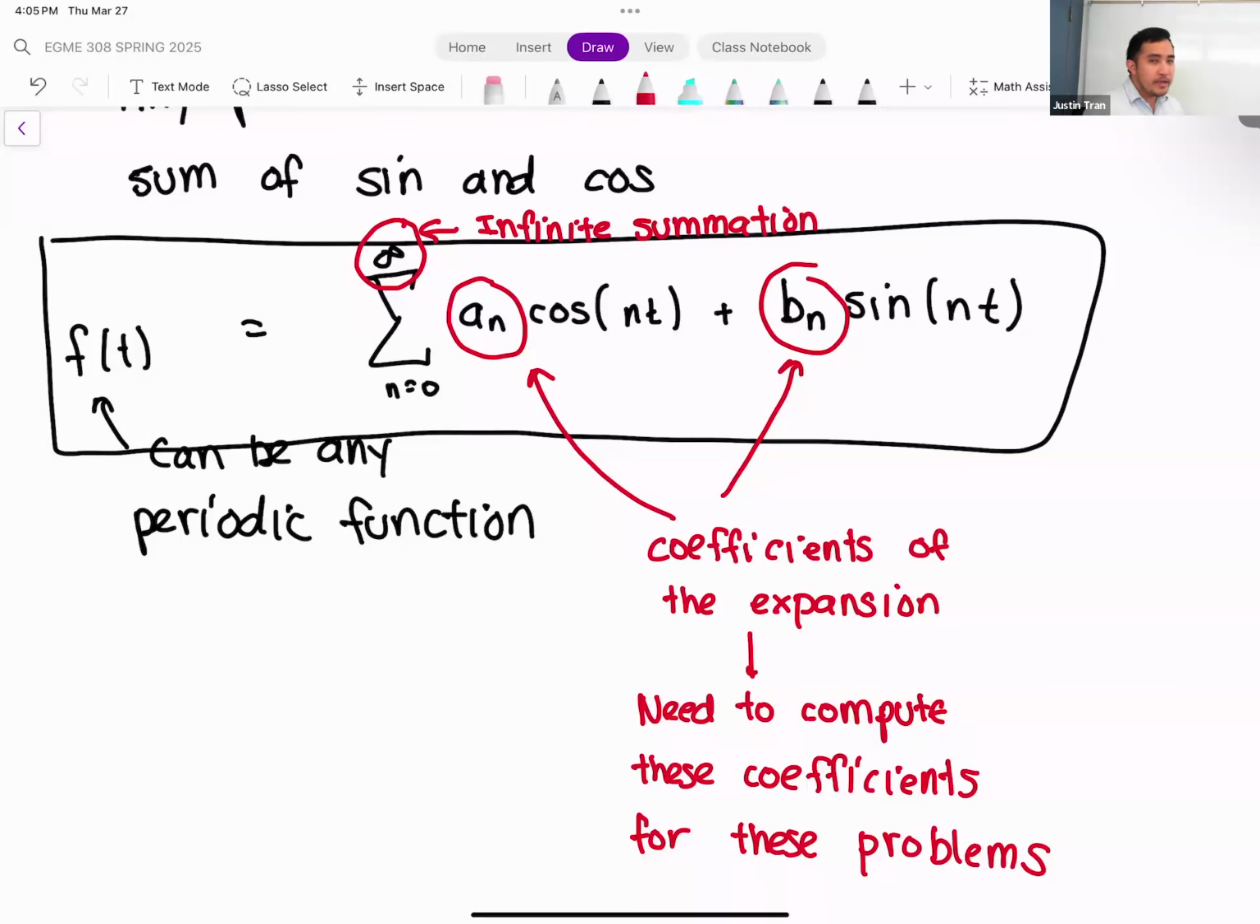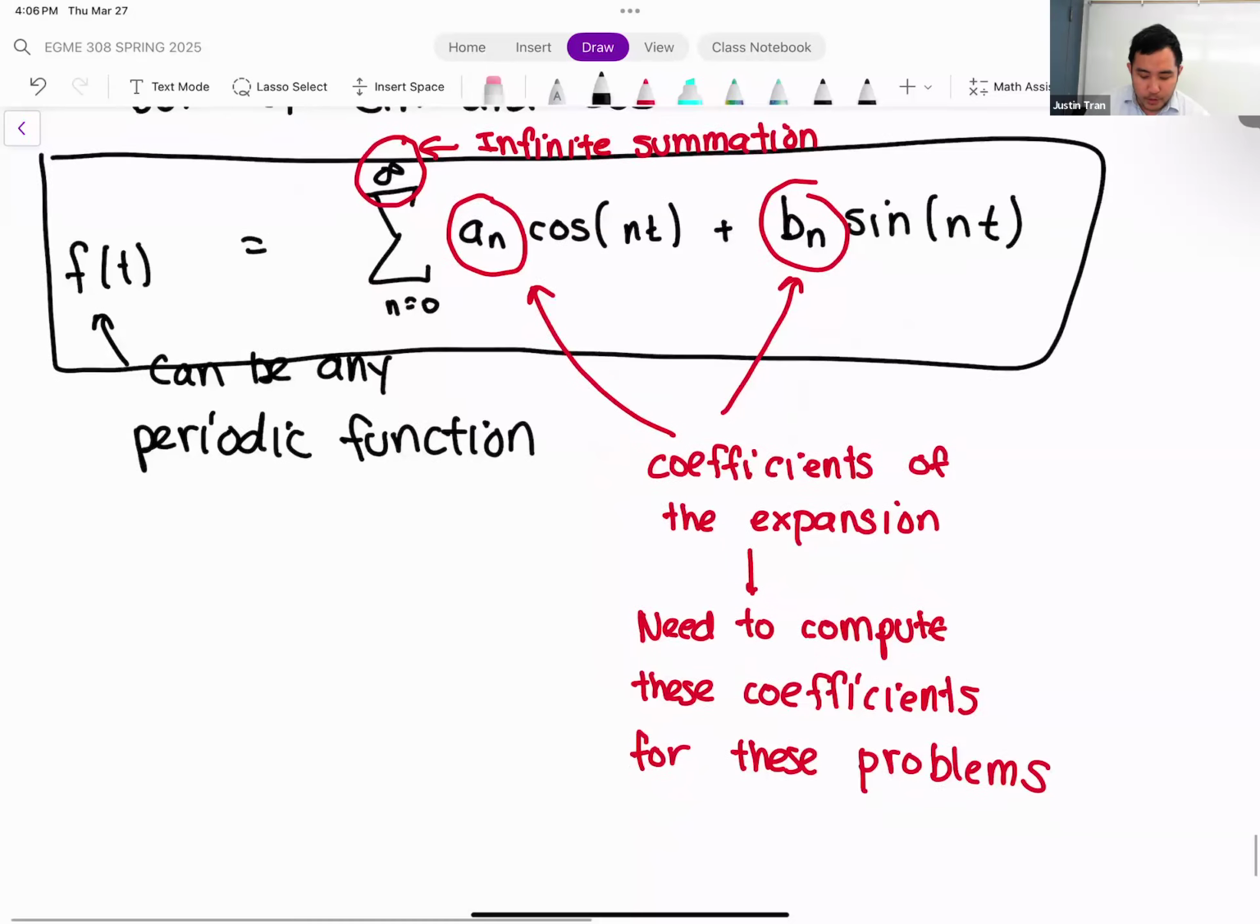We did an example of computing these coefficients last time, so we're going to do more of that today. We're going to gain some additional insights from there. Whenever you get a Fourier series problem, just know that you're going to be computing these coefficients. And we have formulas for these coefficients.